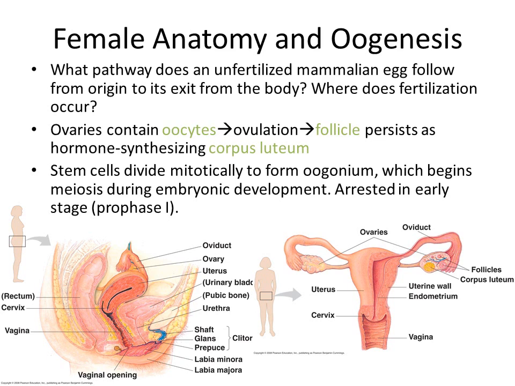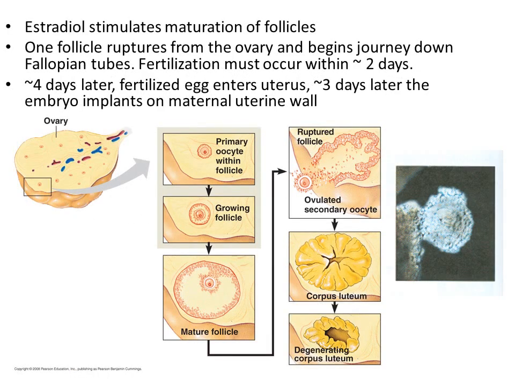Now, the stem cells in the ovary divide, just like in the seminiferous tubules, by mitosis to form the oogonium, and then meiosis begins during embryonic development. In embryonic development, this process is arrested in an early stage of prophase 1, which is during meiosis 1. Follicle-stimulating hormone, or FSH, is produced in the brain and acts upon the ovary. The ovary synthesizes estradiol, which helps to stimulate the maturation of the follicles.